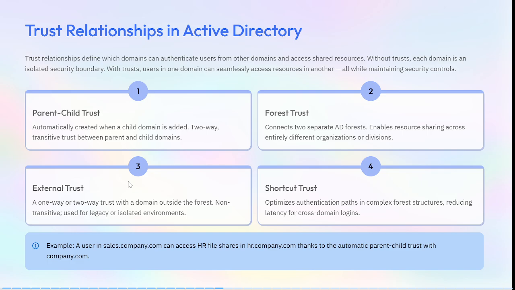Okay, so here we have a company.com forest, and here one more forest, corporate.local. If you want to replicate these two forests, you have to do the forest trust. That is two separate AD forests enabling resources. So whenever you are creating users in this forest, the data will be replicated into the other forest. This is called forest trust.